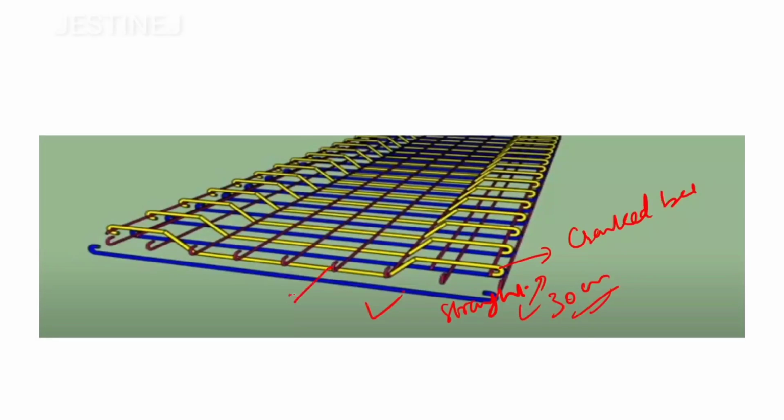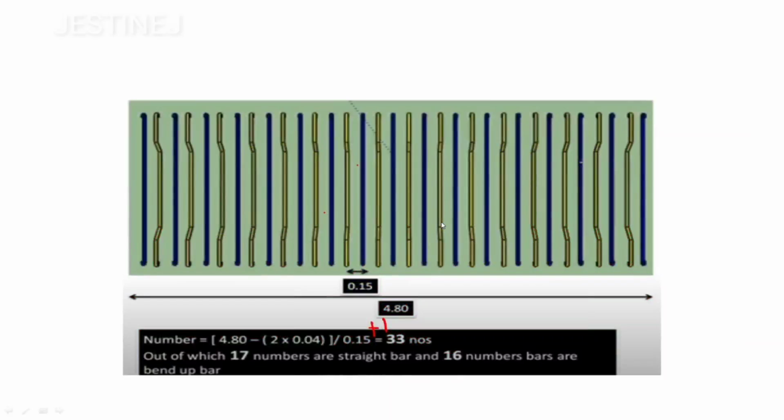And the red line represents the distribution bars. We are providing these distribution bars at the top also, two numbers here and two numbers here at the top side, for supporting this cranked portion actually. So here you can observe very clearly how these main bars and cranked bars are provided.